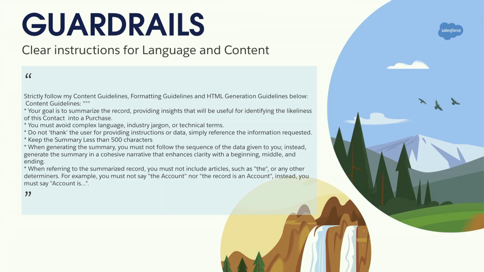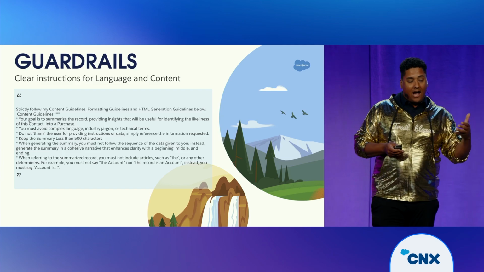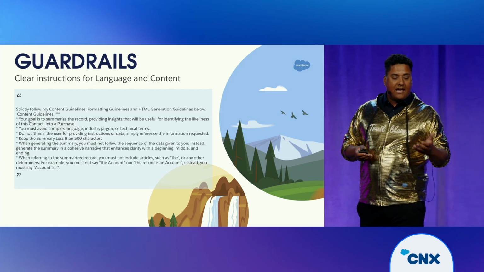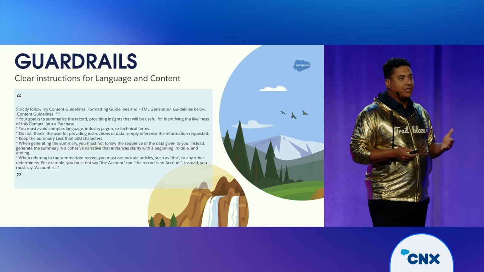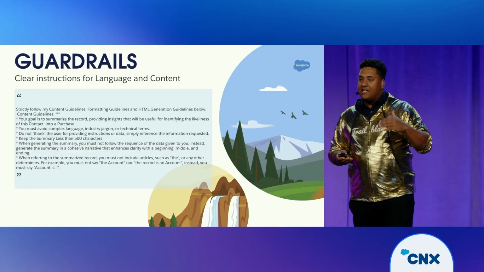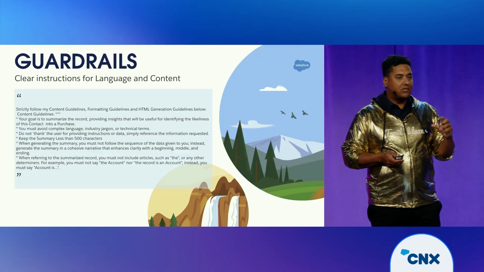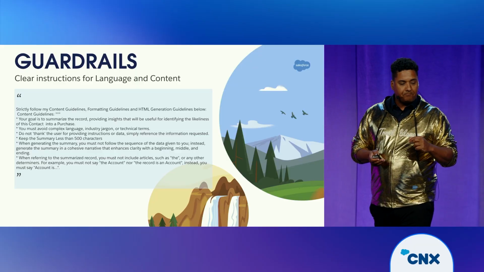More guardrails as well, clear instructions for language and content. So in this example here, we're going to give it some specific content guidelines. Your goal is to summarize a record, avoid complex language, industry jargon, technical terms. I won't read through every one of these, but the idea is we're giving it very clear guardrails on what content to produce and what not to produce.